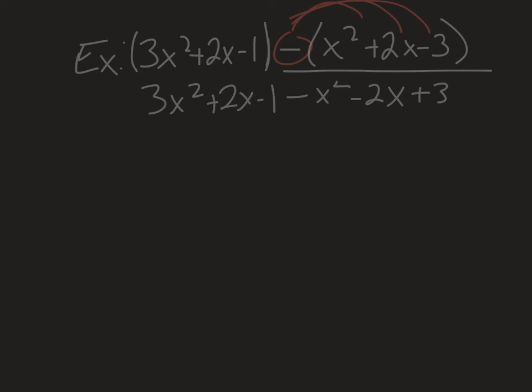Now again, I'm going to look at like terms. Let's start with the x squareds. I'm going to have 3x squared minus a singular x squared, which will be 2x squared. Then I will look at the x's. I have 2x minus 2x, which is 0. It's gone. And then I'm going to have negative 1 plus 3, which is going to be a plus 2. And that is as good as it gets until I know what x is.